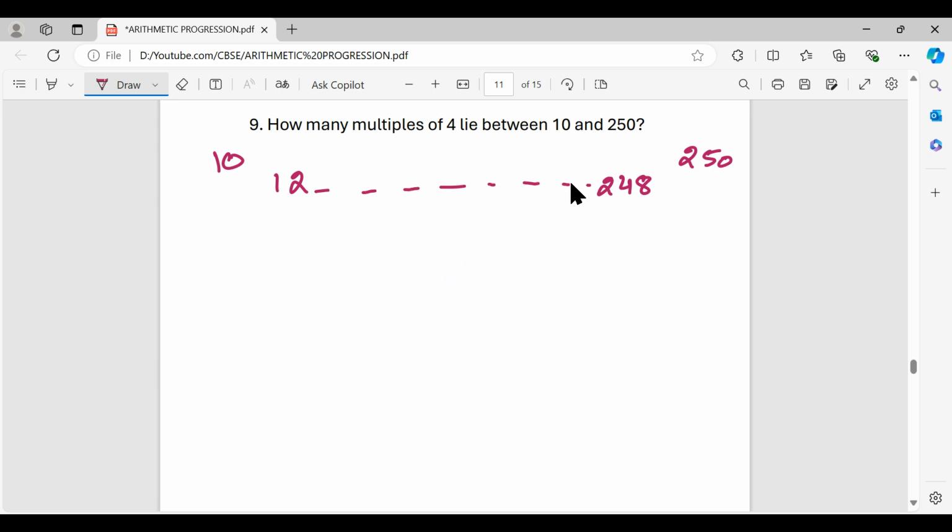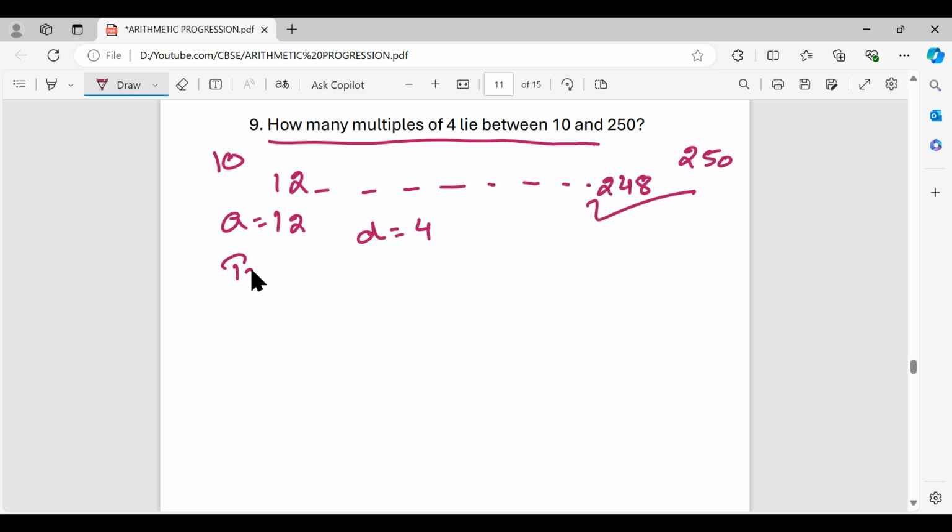Now you will have a equals 12, and since these are multiples of 4, the common difference has to be 4, right? You have to find the number of terms between 12 and 248 which are divisible by 4. So we have to find the n position value for 248 to tell how many terms there are.